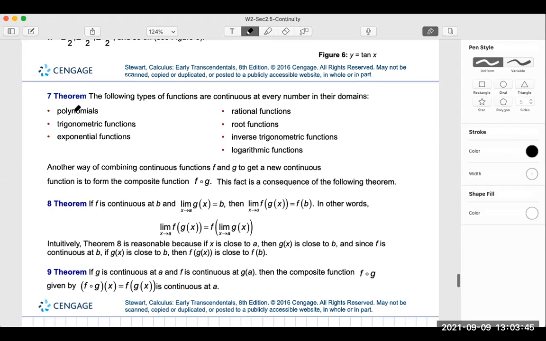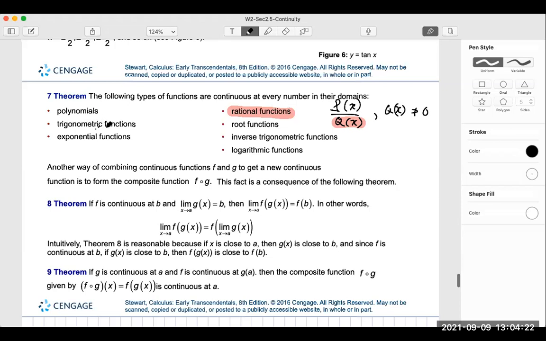Okay? Second, rational functions. A rational function is the quotient of a polynomial divided by another polynomial, right? And it is defined where the denominator is not 0, right? And they say that it is continuous on its domain. So wherever Q(x) is not 0, then it is continuous.